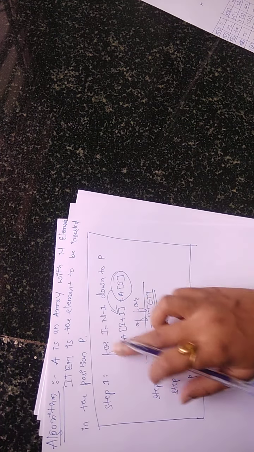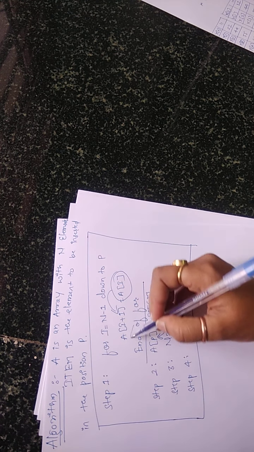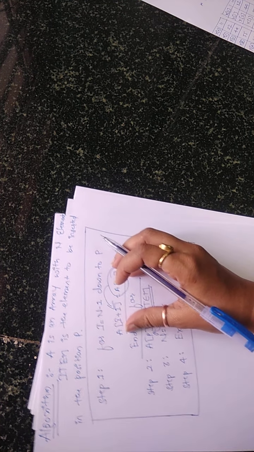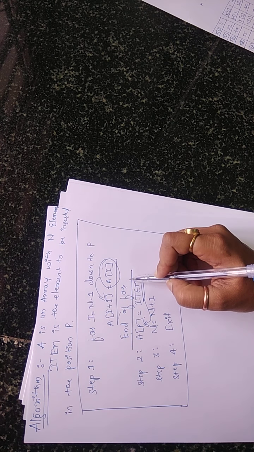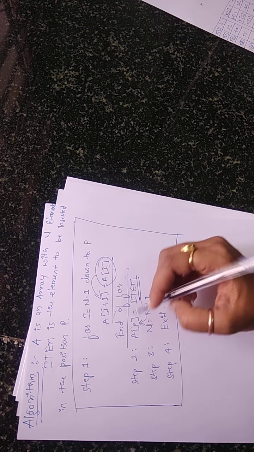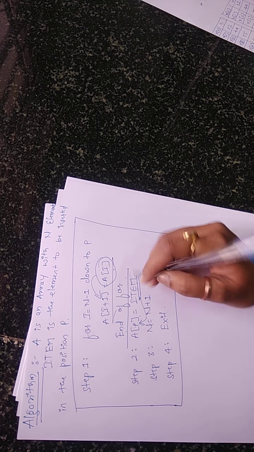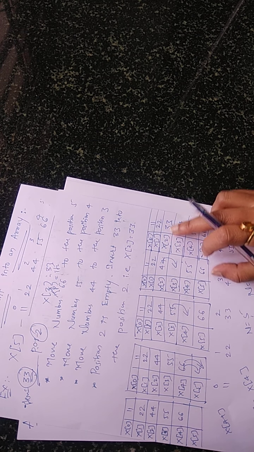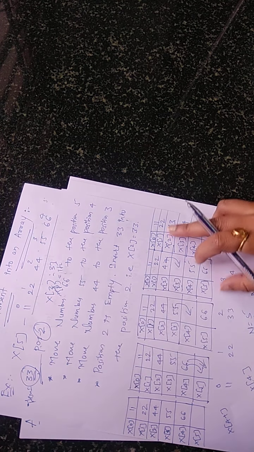So you have to do it every time, this process, and once you are done with this, you have to stop the loop. Then what do you do? Your given position will be empty after this process. In that position, whichever element you want to add, you have to add it. So what we did here: this position got empty, so 33 we added in the second position.